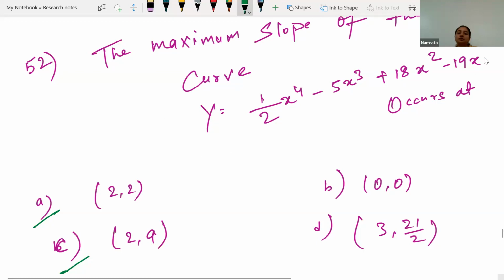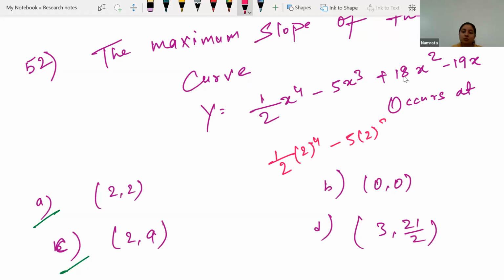In the original curve, here we will be substituting x as 2 and we will check what the y value is. So if we substitute x as 2 over here, we will see what the maximum value is. 1 by 2, 2 to the power 4, minus 5 into 2 cube, plus 18 into 2 square, minus 19 into 2. So we will be having 2 cube over here, that is 8. We will be having 8 5 times 40.